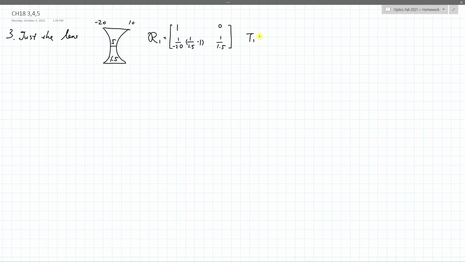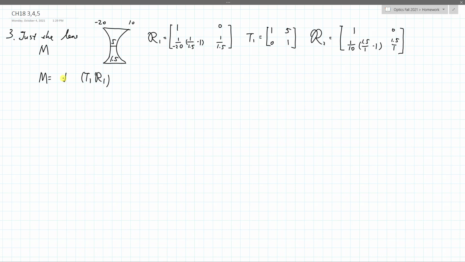So that's the concave surface. And then there's a translation of 5 centimeters. So 1, 5, 0, 1. So that's a translation. And a second refractive surface, 1. And this is 1 over r, 10, and then left over right, so left is 1.5, right is back in the air, minus 1, and left over right, 0. Okay, so that's our three matrices. So just the lens, let's call that ML, the lens. So this M is equal to R1, T1, then R2.